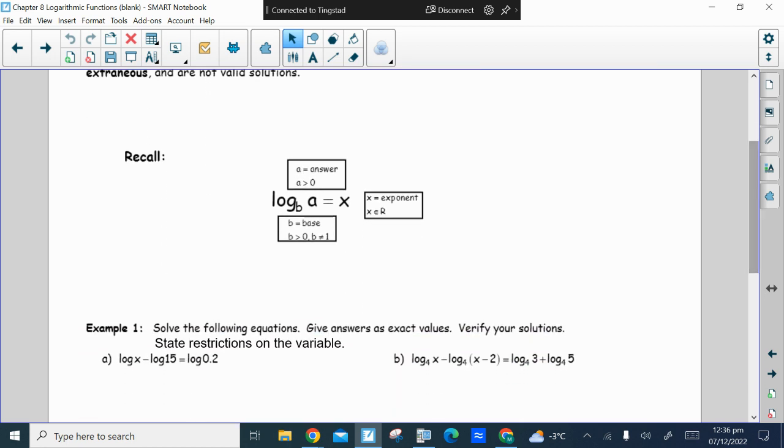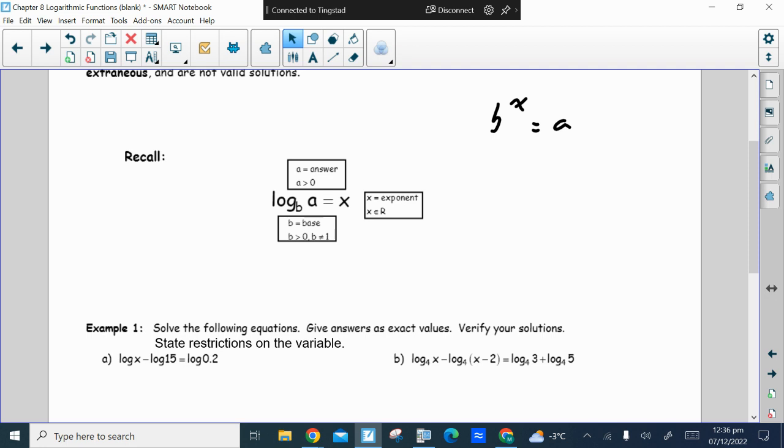So recall that you have a log expression there, and actually a log equation. Well, you can write that as an exponent. Remember that a is the answer when you write it as an exponent, because this would be b to the power x equals a, and a has to be greater than 0, because you cannot take the log of 0 or a negative number. In the same way, b, the base, has to be greater than 0 as well, because if you use the change of base identity, it'll be log a over log b. So b has to be greater than 0 as well.